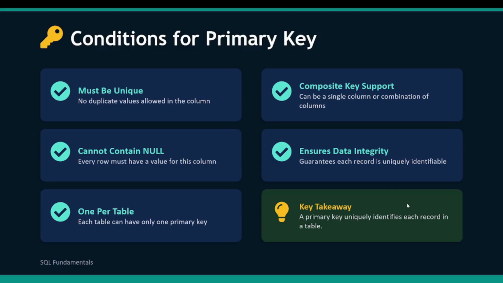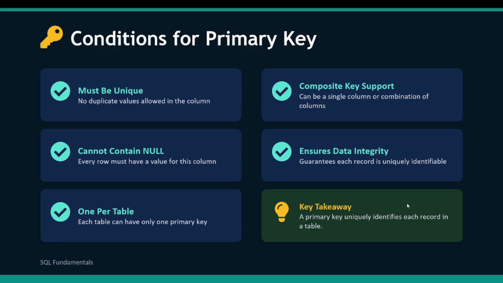The fourth condition introduces an important concept: composite keys. A primary key does not have to be a single column, it can be a combination of two or more columns, as long as the combination of those columns together is unique across all rows. For example, in an order details table, neither the order ID nor the product ID alone might be unique, but the combination of both together can uniquely identify each row. This combined primary key is called a composite primary key.